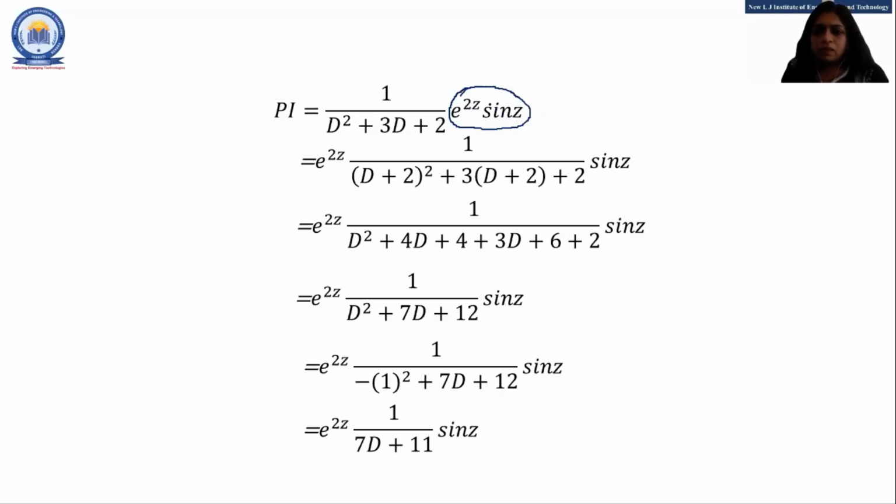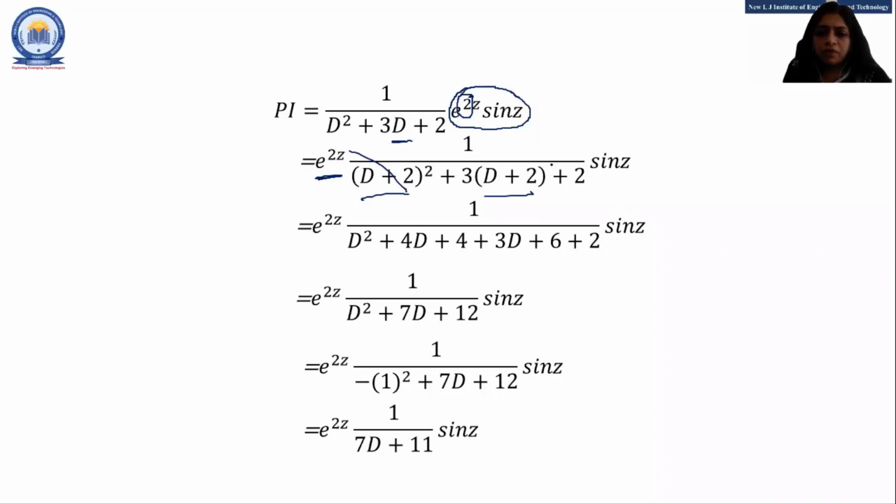Now, as per the rule of case 4 of PI, you have to add multiple of z from the exponential term in the denominator of D. So here, this D square is D plus 2 the whole square. This D is converted into D plus 2, right? As the role of the e raised to 2z is complete now, I have to put this e raised to 2z in the starting part.